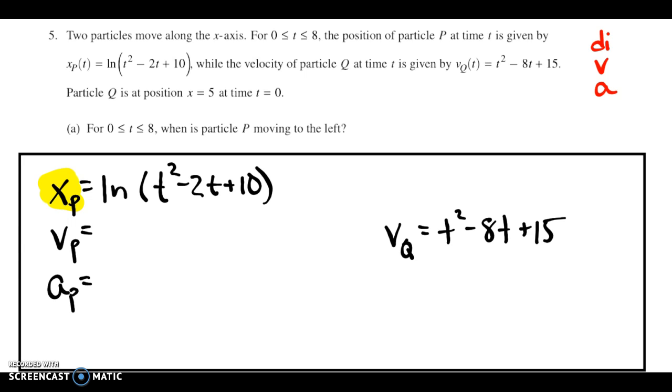Over on the other side, they've given us V sub Q, which means the acceleration of Q is going to be the derivative of that statement. And the integral of V sub Q is going to be the displacement. I don't know if I'm going to need it, but I'm going to see what they're going to ask me about.